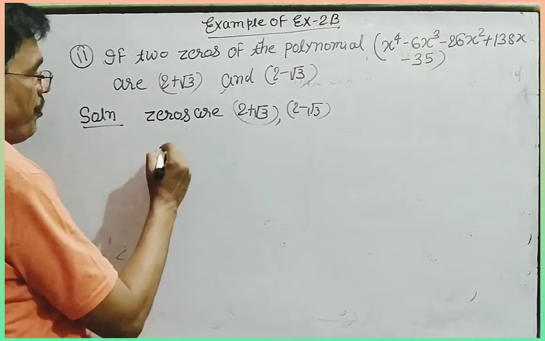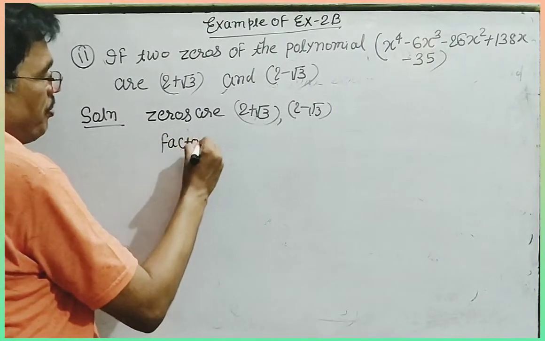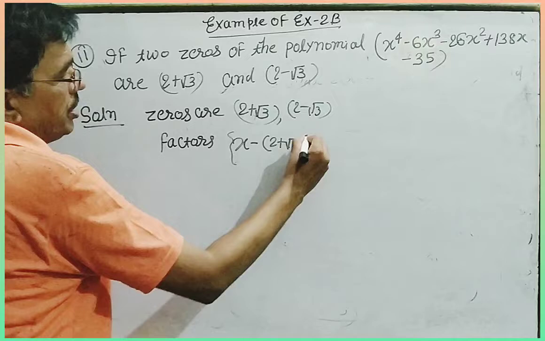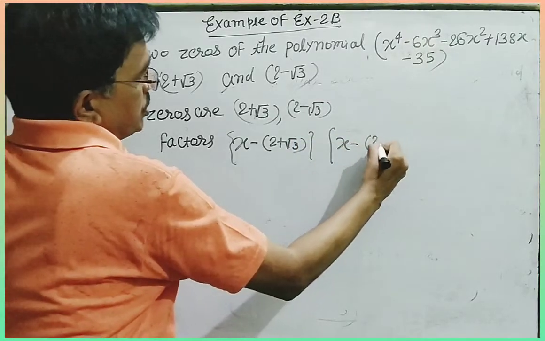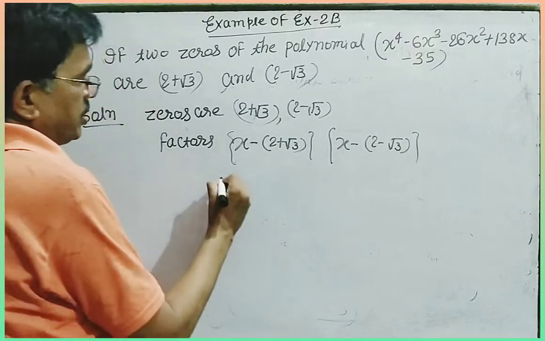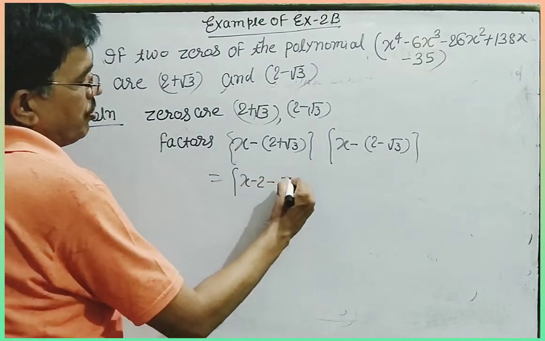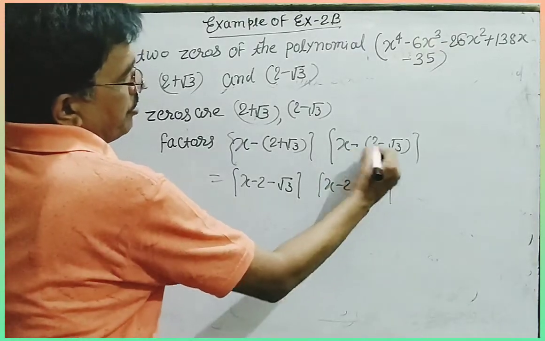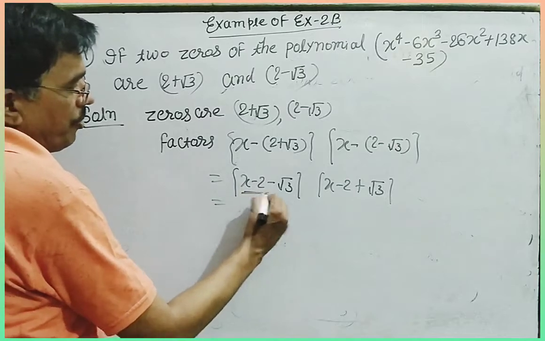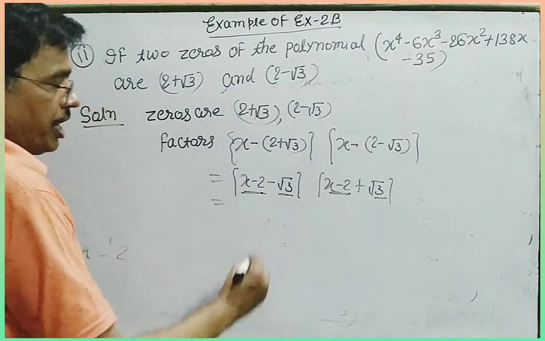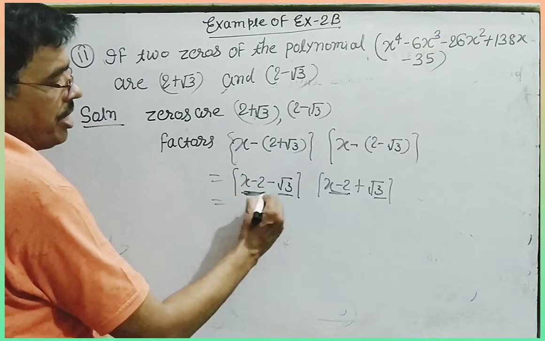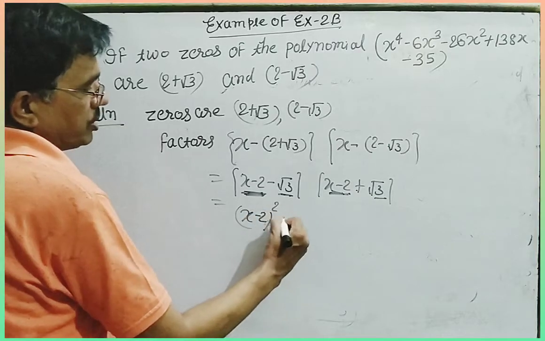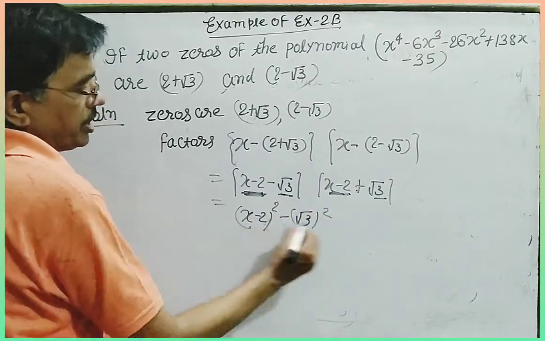Dear student, so what are the factors? The factors of the polynomial are x minus 2 plus root 3 as the first factor, and x minus 2 minus root 3 as the second factor. Here it is minus, there it is plus. It is in the form a minus b and a plus b. Clearly, x minus 2 minus root 3 times x minus 2 plus root 3, then you write x minus 2 whole square minus root 3 whole square. That is a square minus b square.